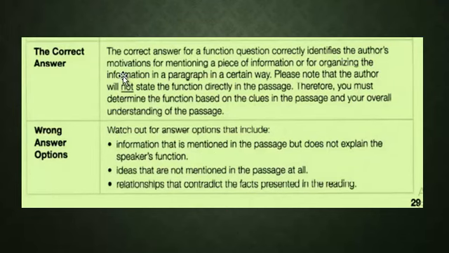The correct answer. What is the nature of the correct answer? The correct answer for a function question correctly identifies the author's motivation for mentioning a piece of information or for organizing the information in a paragraph in a certain way. The correct option for function questions identifies the motivation: why and how the author structured and mentioned certain information in a text.